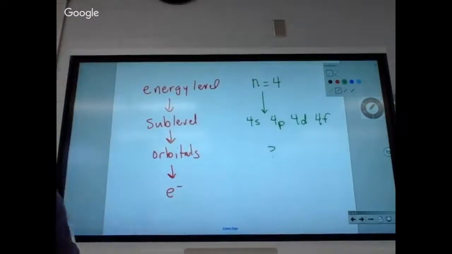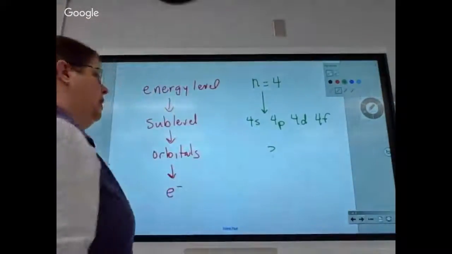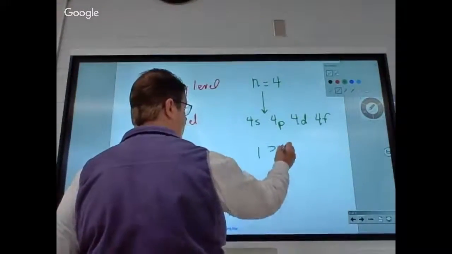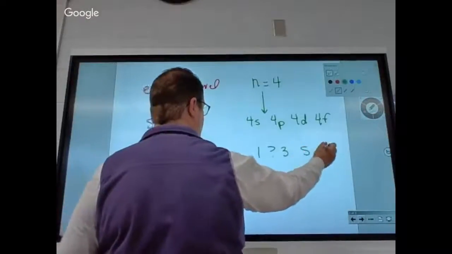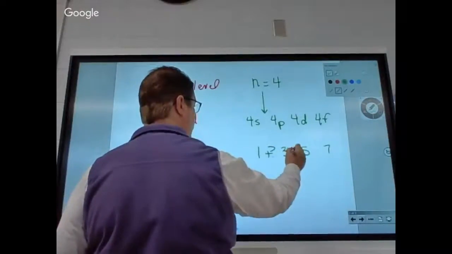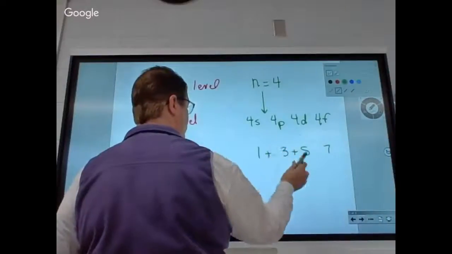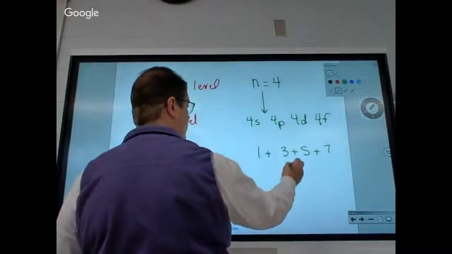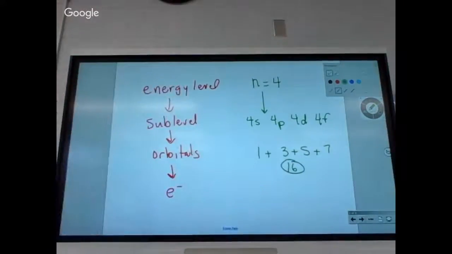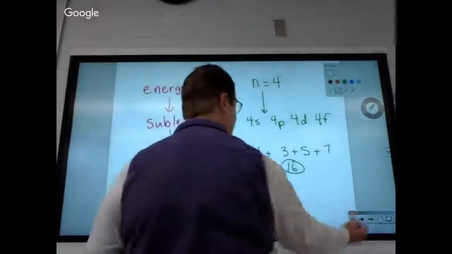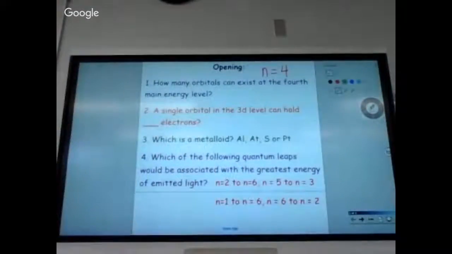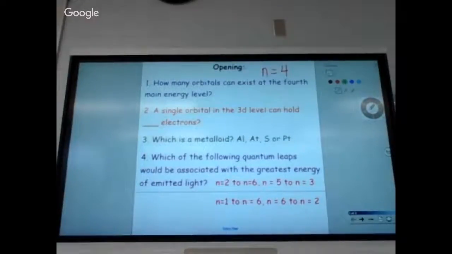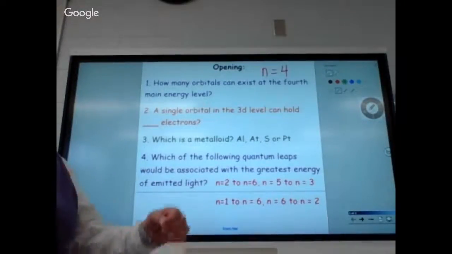I want to know how many orbitals there are in the n equals 4, so you got to add up all the orbitals. How many orbitals are there at s? 1. How many at p? How many at d? How many at f? Plus, and plus. How many do we have total? That's how you get 16. How many orbitals can exist at the 4th main energy level? So how would you know if it was less than 7? It would say like the f sublevel.